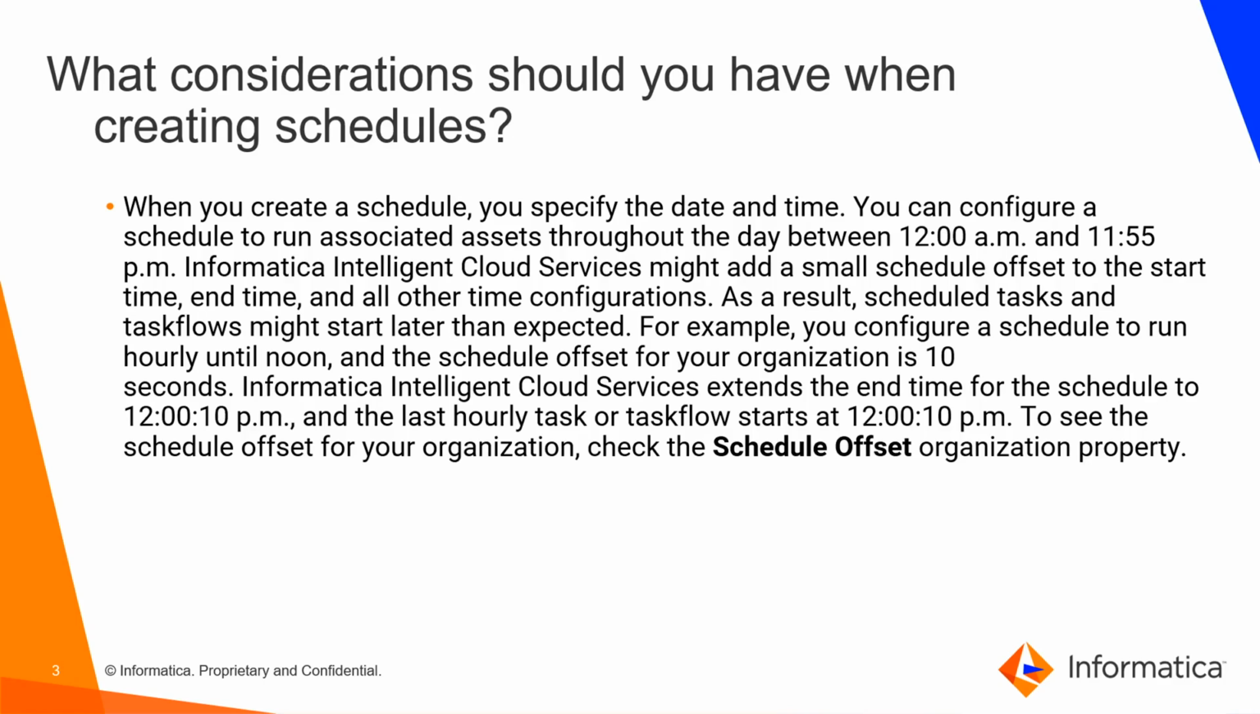For example, if you specify that your schedule is going to run at noon, the mapping task or task flow that you scheduled is not going to run exactly at noon. Maybe there is going to be a 10 seconds offset, so it will start running at 12 with 10 seconds. If you want to figure out what is the offset for your schedule, then you go to the schedule offset in your organization properties.